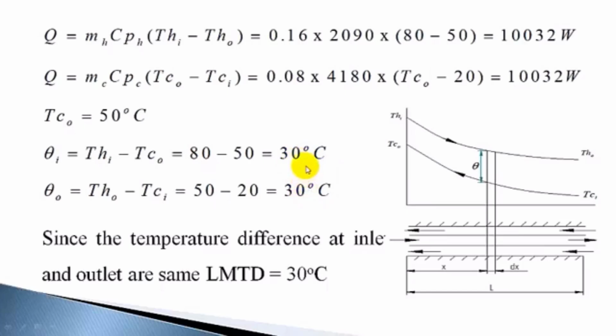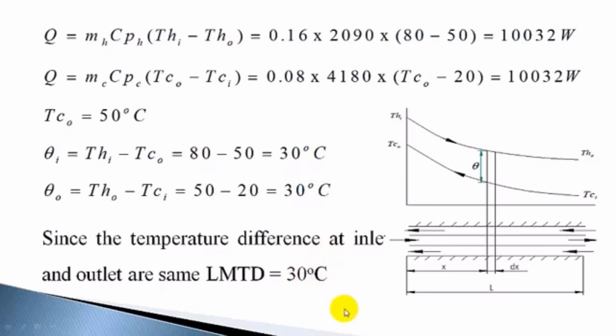Suppose the difference is also very small. Say suppose it's 31 and 30. 31 plus 30 by 2, you get 30.5. And if you use the LMTD equation also, you get more or less the same value, very close to that. So when theta I and theta naught are very close, instead of going for the LMTD equation, you can even use AMTD.